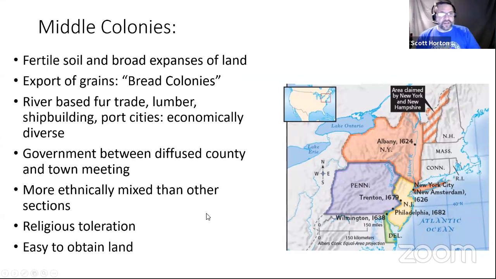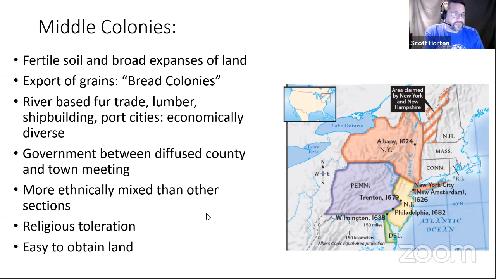The last region are the middle colonies. And some people refer to these as the most American of the colonies, that these are the colonies that look most like what the United States ultimately will become. Fertile soil brought expanses of land. They end up exporting grain, so they're sometimes nicknamed the bread colonies.